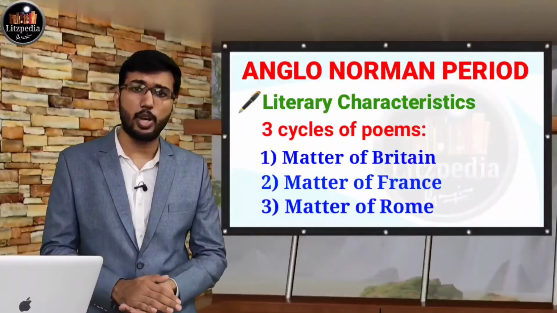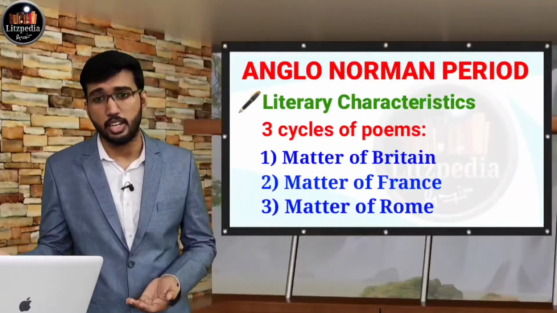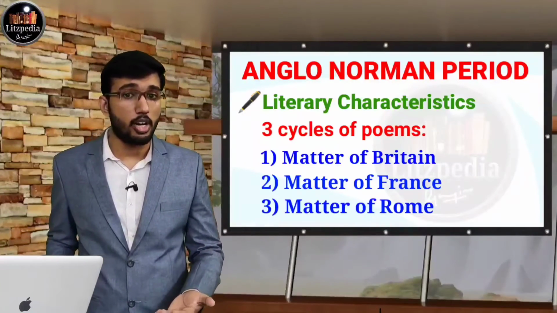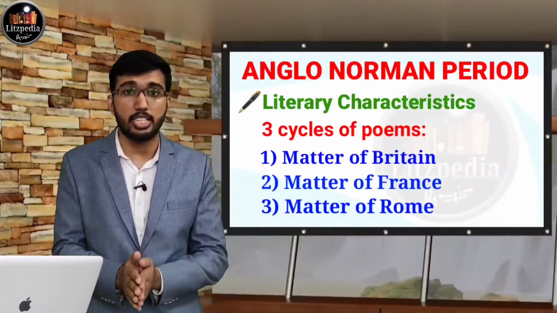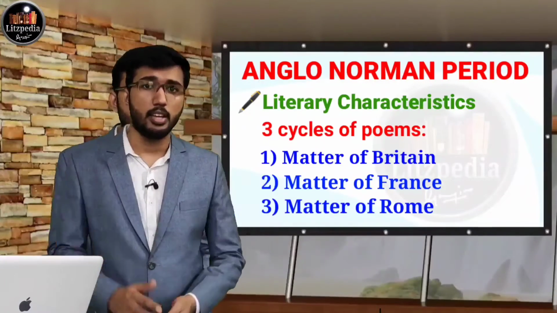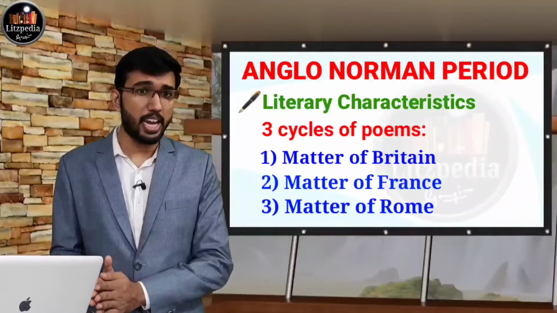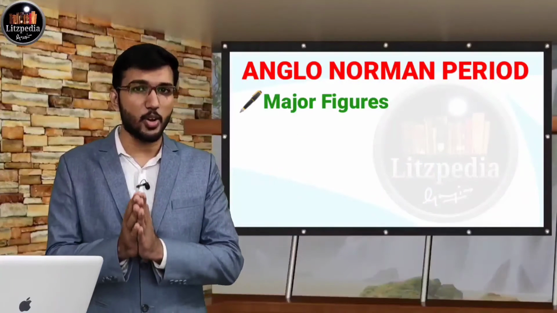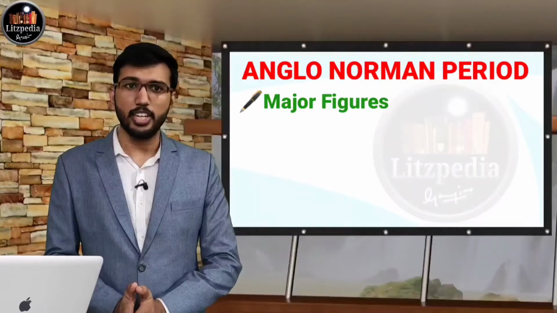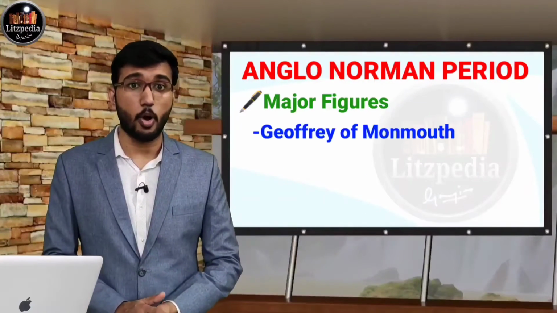The themes of these works were mainly adventure, pursuit of courtly love, and knightly duties. Most of us will be familiar with the Arthurian legends. Now we need to discuss the major poets and writers during the Anglo-Norman period. First, Geoffrey of Monmouth.